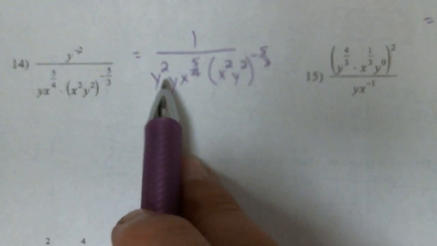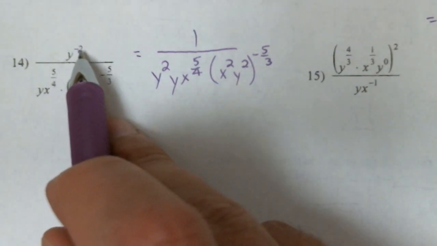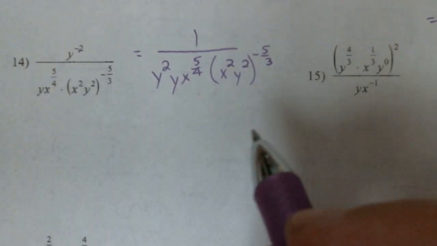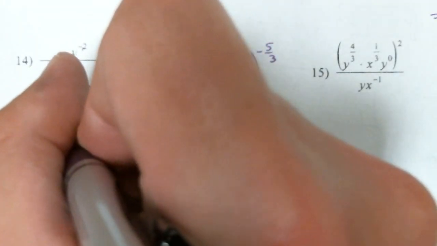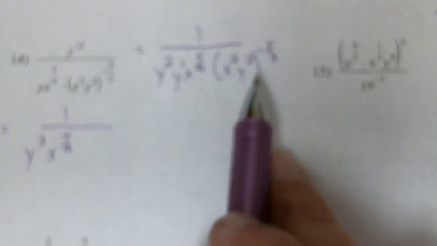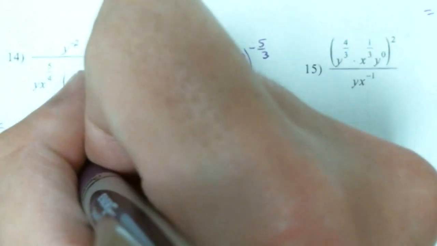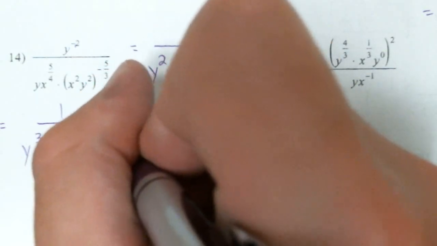I can simplify the y's down here. And this is another reason why I would do this: I've got a y up here and a y down here, so I'll be able to combine these without having to do some kind of quotient rule, okay? So this is going to leave me with 1 over, I can combine those, 2 plus that understood 1, that's going to give me a y cubed. And then I have x to the 5/4. Then I'm going to use the power rule, multiply these two guys times the -5/3. 2 times the -5/3 is -10/3. Same thing here, y to the -10/3.